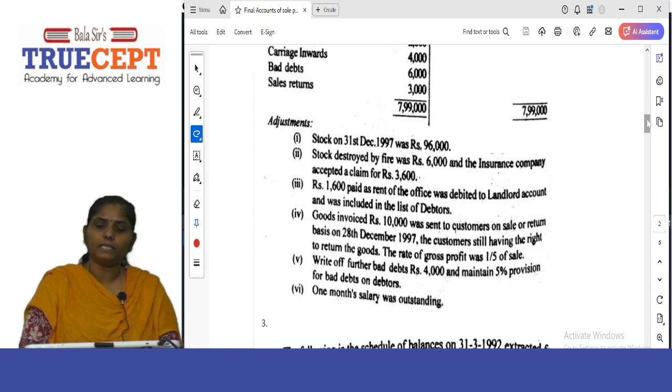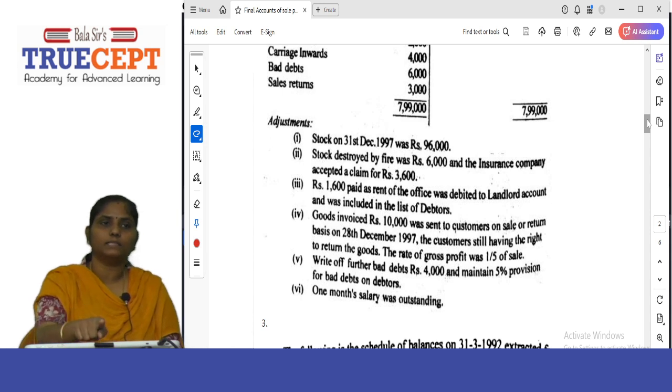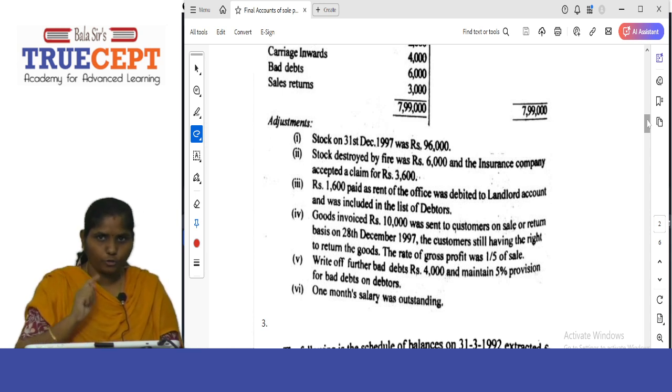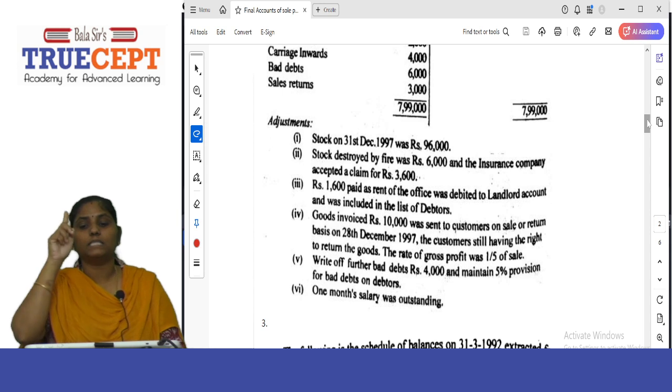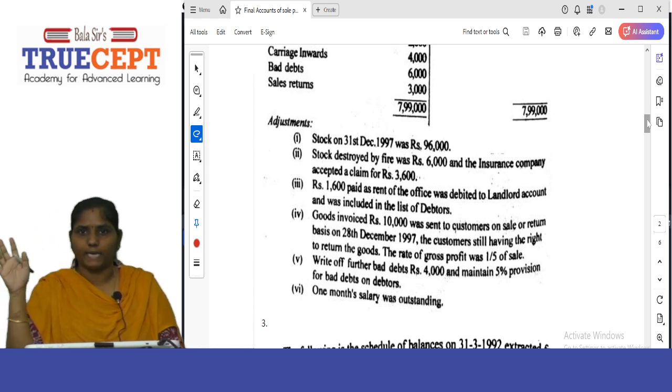Remember, when rent is paid, what is the entry you are supposed to pass? Rent is your expense. I'll not relate it to any person. What do you do? Rent account debit to bank account, cash or bank, right? But what happened? This is a mistake, okay? This adjustment is an error. We are going to rectify it in the final accounts. Now, what is the error? Instead of rent account debit to cash account, what is the entry we passed? Debited to landlord account. Okay, let's say the landlord is Mr. X. So, Mr. X account debit to bank account. That's the entry I passed.